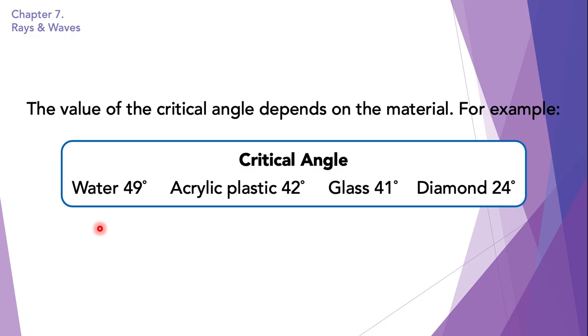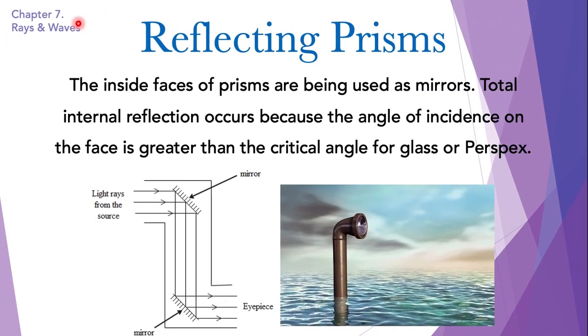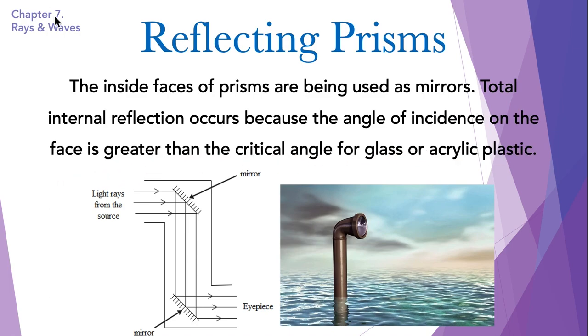We can also see how total internal reflection occurs in prisms, reflecting prisms. The inside faces of prisms are being used as mirrors in these cases. Total internal reflection occurs because the angle of incidence on the face is greater than the critical angle for glass or perspex. As you can see, this is a periscope. A periscope is an instrument for looking over obstacles, like over water. Submarines and marines use periscopes to see over water, even though they're underwater.